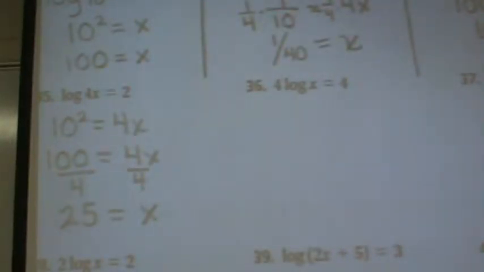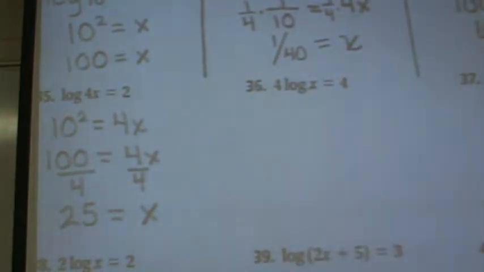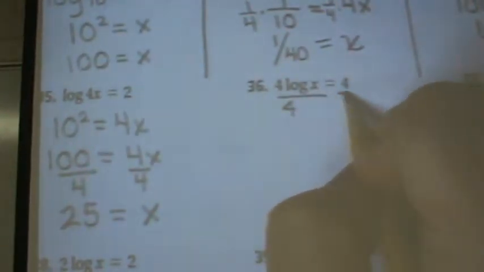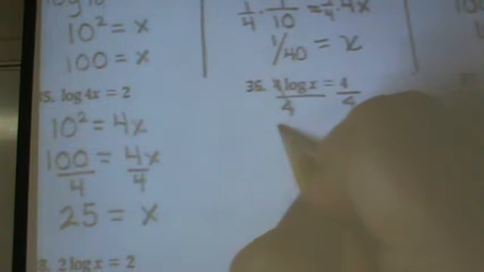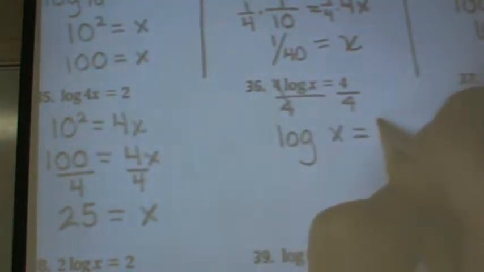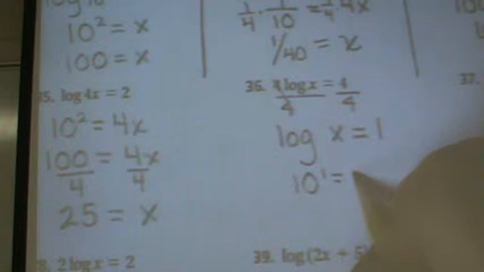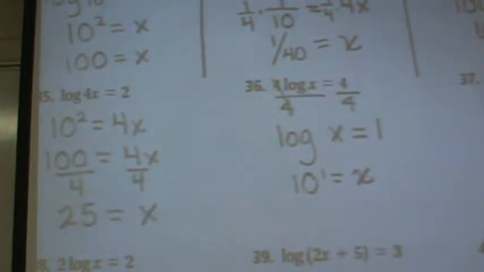Would you divide by 4? I think I know how to do it. Let's do what D'Angelo said. We're gonna divide by 4. What's the base here? 10. 10 to the first power equals x. So x is 10.